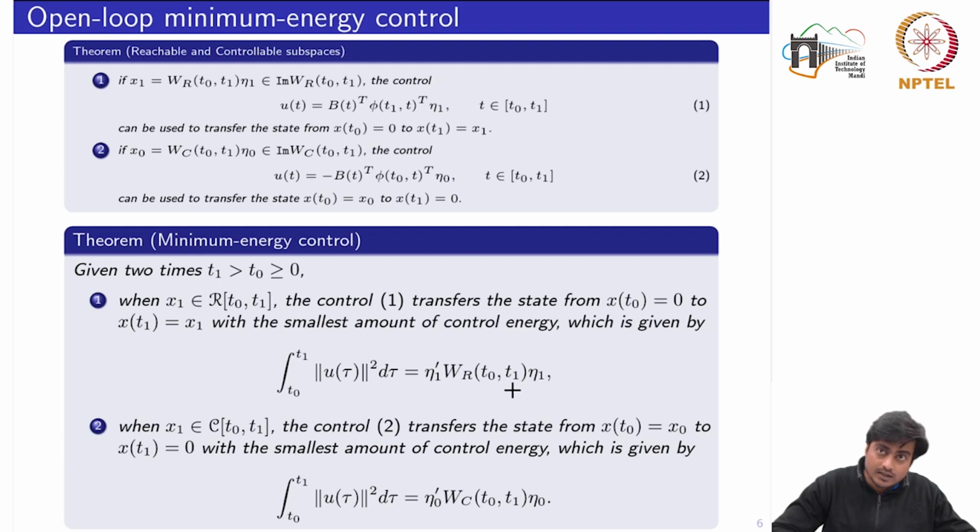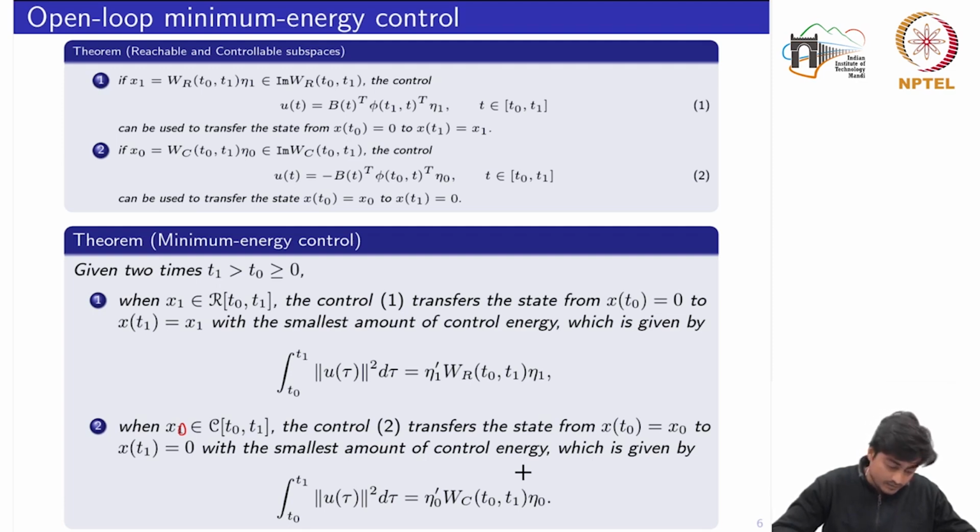transfers the state from the origin to x1 with the smallest amount of control energy, which is given by this. And we had seen the detailed derivation of this energy. Now when x1, so in fact it should be when x0 belongs to the controllable subspace, the control 2 transfers the state from x0 to the origin with the smallest amount of control energy, which is given by this. So this minimum energy you can compute again by using the same equations we had done for the reachable subspaces.